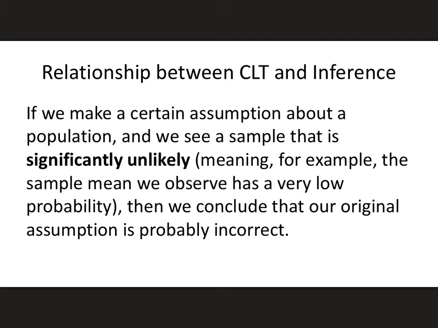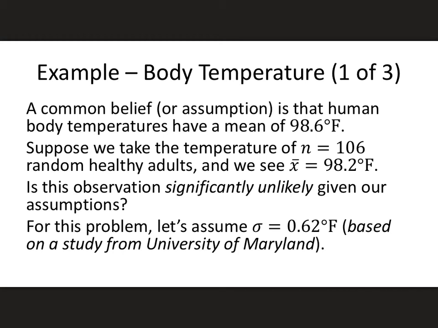So if we make a certain assumption about a population and we see a sample that is significantly unlikely, meaning, for example, the sample mean that we observed has a very low probability, then we conclude that our original assumption is probably incorrect. So let's take a look at this body temperature example. A common belief or assumption is that the human body temperatures have a mean of 98.6 degrees Fahrenheit. Suppose we take the temperature of n of 106 random healthy adults and we see that the average is 98.2. Is this observation significantly unlikely given our assumptions?